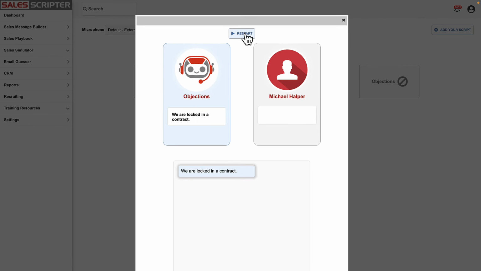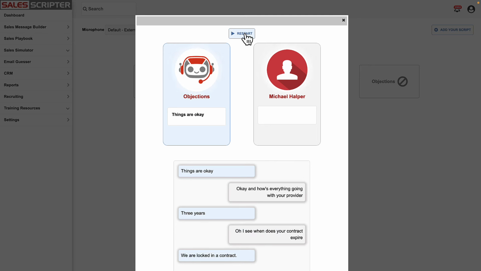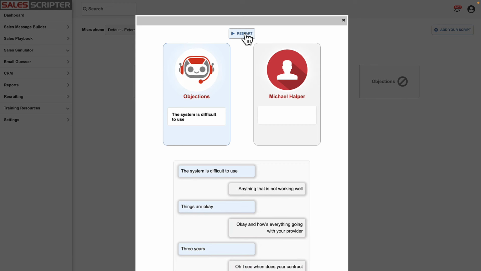We are locked in a contract. Oh, I see. When does your contract expire? 3 years. Okay, and how's everything going with your provider? Things are okay. Is there anything that is not working well? The system is difficult to use.